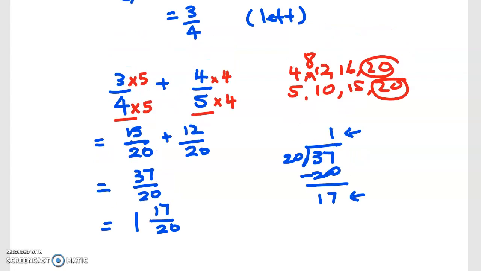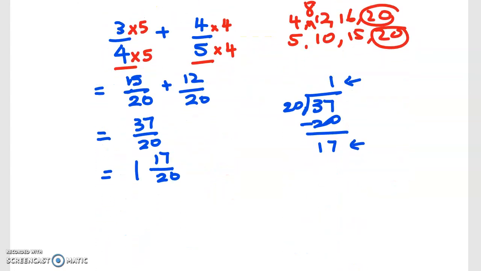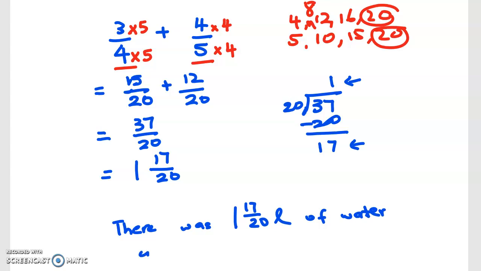So how much water was in the flask at the end? There was 17 out of 20 liter of water at the end.